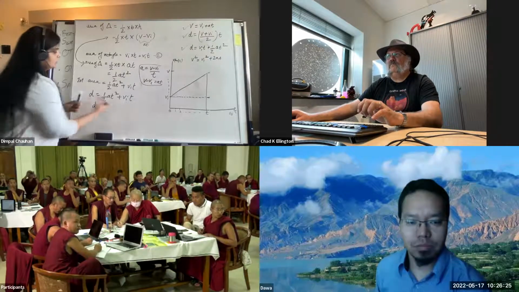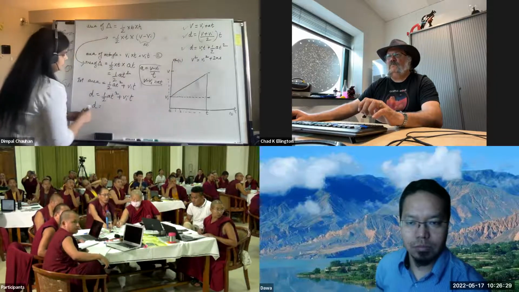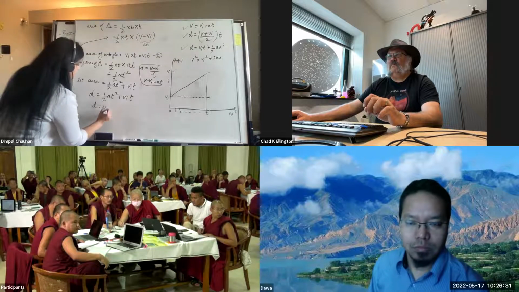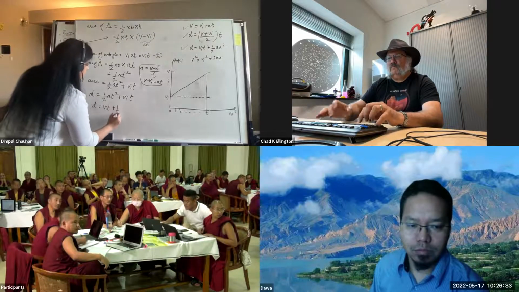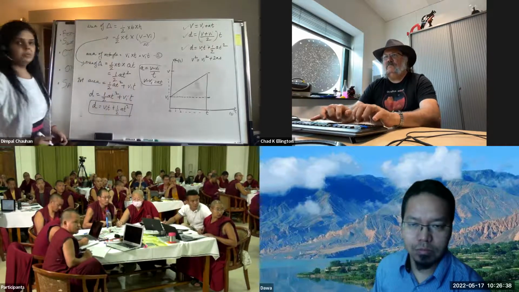So now I'm just going to rearrange it so that it looks like this equation. It's just putting this first here. VI plus half AT square. This is our third equation.